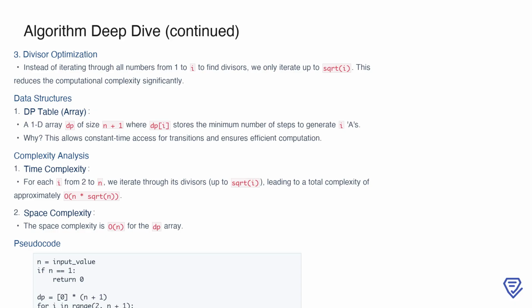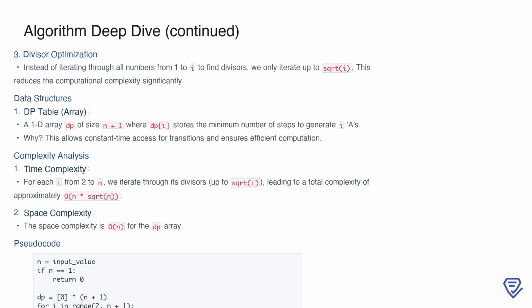The main data structure used is a one-dimensional array called the dp table. This array has a size of n plus 1, where each entry dp[i] stores the minimum number of steps required to generate i A's. This structure allows constant time access for transitions and ensures efficient computation. In terms of complexity analysis, the time complexity is approximately O(n * sqrt n). This comes from examining each number i from 2 to n and iterating through its divisors. The space complexity is O(n), which is used for storing the DP array. This combination of time and space efficiency makes the approach suitable even for large input values.